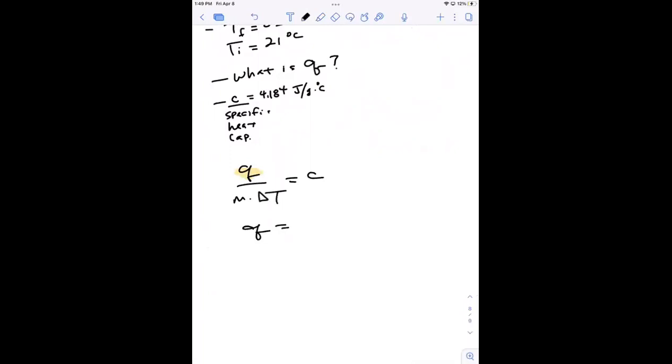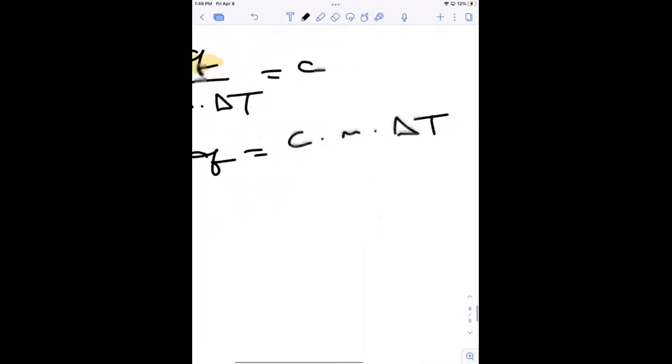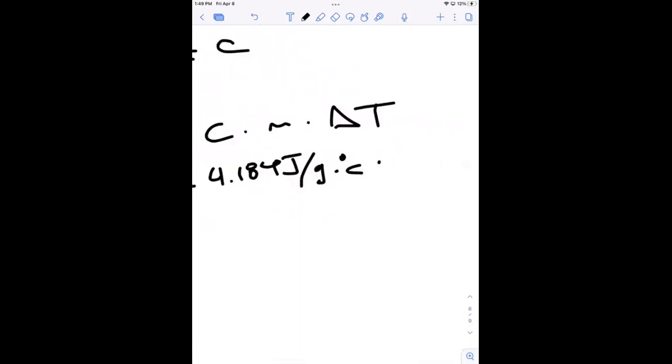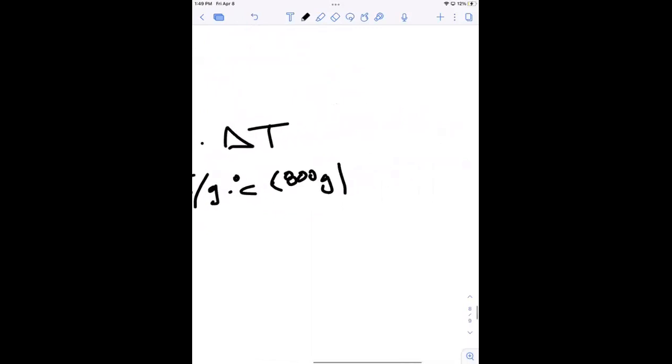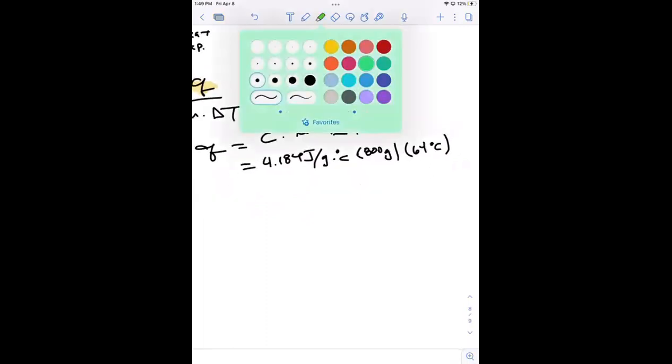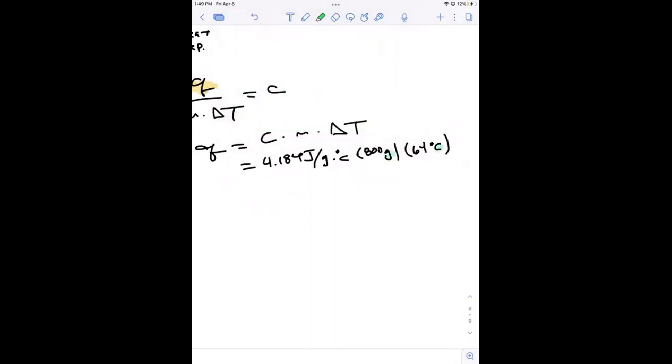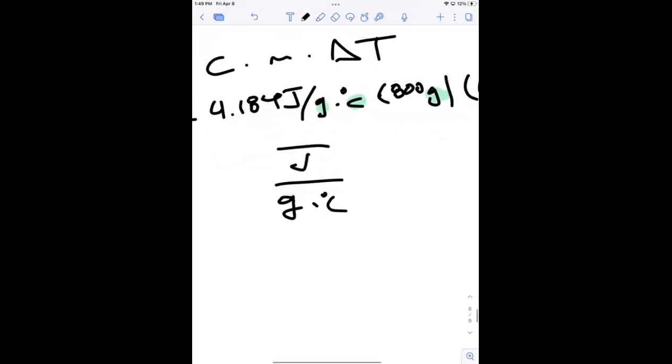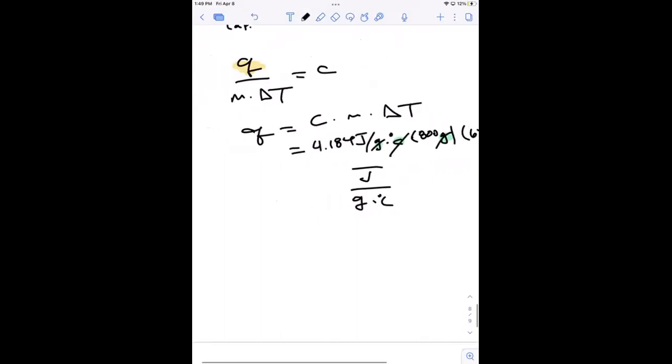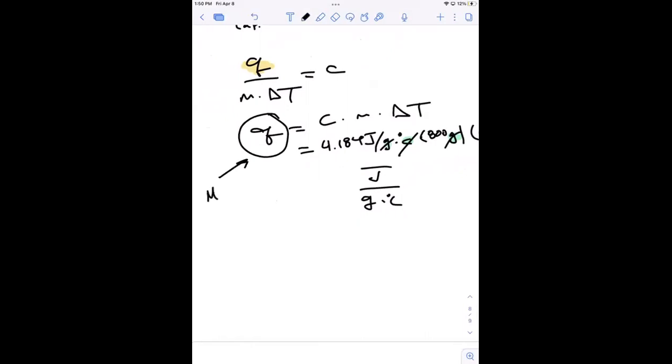So I'm going to say Q equals C times M times delta T, and I know every one of those numbers. Let's put the numbers in. So this is 4.184 joules per gram degrees Celsius. And M is 800 grams. And then the delta T is 64 degrees Celsius. Now notice all of my units. This is important because this is a stumbling block. A lot of times it's forgetting the units. So you got degrees Celsius and grams here. You got degrees Celsius and grams here. And if I write that out, it looks like this: joules over grams times degrees Celsius. So the grams are going to cancel. The degrees Celsius are going to cancel. So the units for Q are joules. So that's measured in joules.